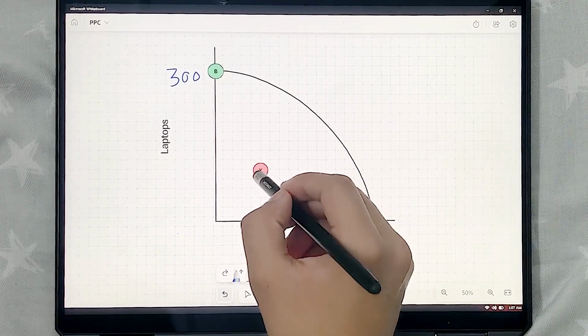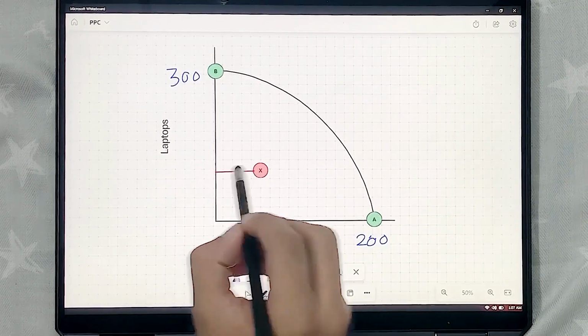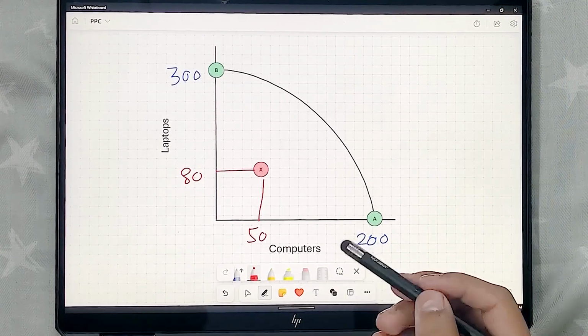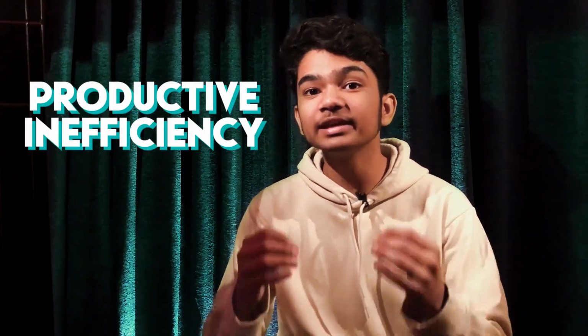We discussed earlier in the video that all the points on the curve are productively efficient. But what happens when a company is producing below its PPC? Suppose the company is operating at point X. Here it is only producing 80 laptops and 50 computers, despite having the potential to produce more. So what's the problem? The issue is that the firm isn't utilizing all of its resources efficiently at point X or at any point below its PPC. In short, we say that all the points below the PPC are productively inefficient due to wasted or unemployed resources.